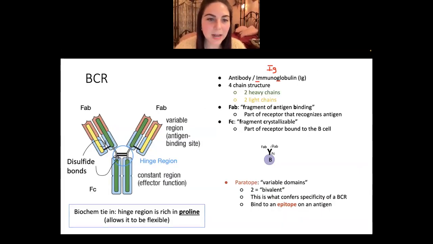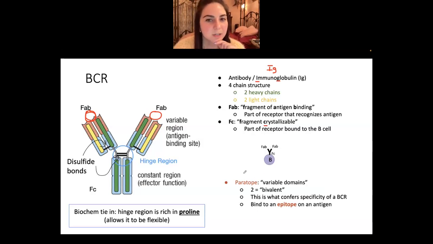And then that FAB and FC, what it stands for. FAB stands for fragment of antigen binding, and FC stands for fragment crystallizable. I know it doesn't tell you what it does as well as the FAB. But basically the FAB is what's binding to antigen. This is what is going to recognize the antigen and then bind to it. Versus the FC portion down here, at least with the receptor, is what's bound to the B cell. So if you were to draw it on top of the B cell, this would be the FC portion here, and then the FAB portions would be at the top.